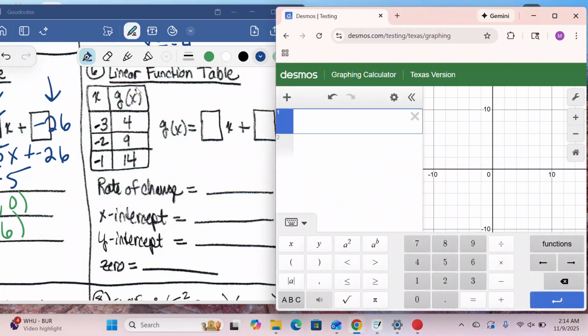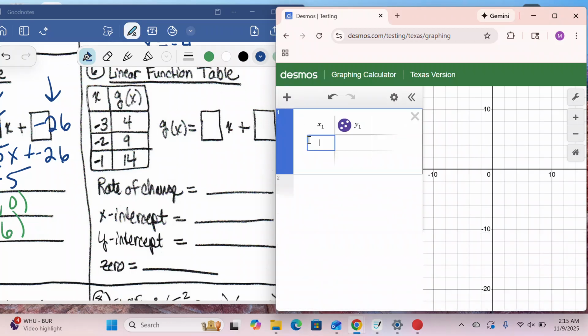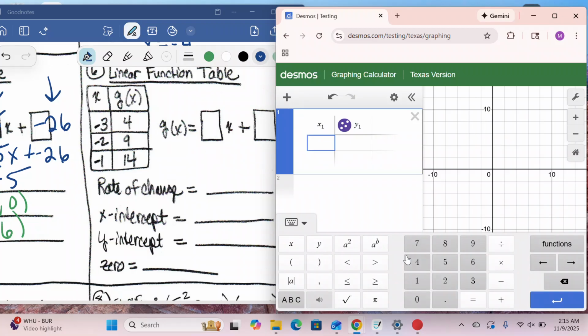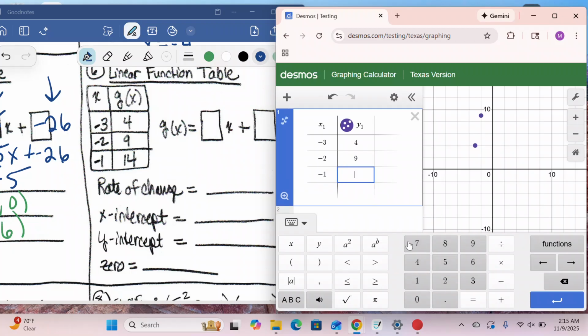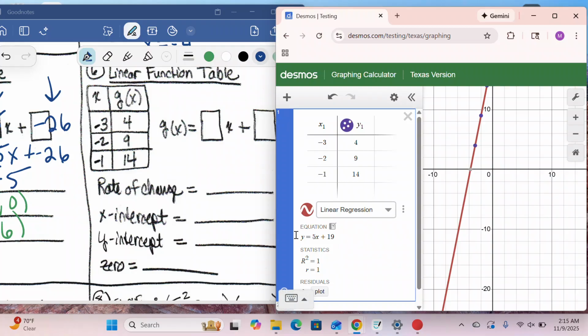So once again, g of x is just another fancy word for saying y. I'm going to go ahead and press the plus sign. I'm going to go ahead and input the table, negative 3, comma, negative 4. So all I'm doing is inputting at this time. Negative 2, comma, 9. And negative 1, comma, 14. We're going to push the regression button, and it gives us our equation, y equals 5x plus 19.